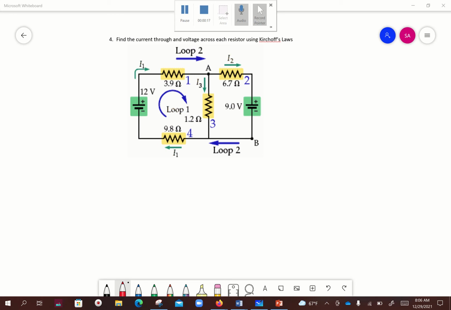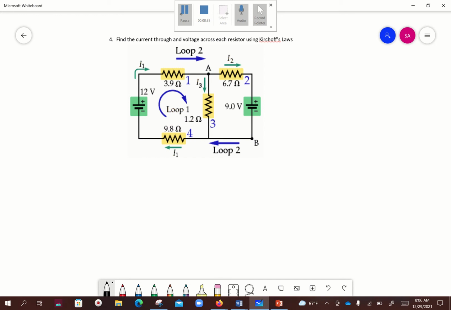It already tells us what all our currents are and what our loops are. So it's a bit easier for us to look at the picture and decide what to do. So how do you start off? Well, you always start off a Kirchhoff's law problem by doing the Kirchhoff's current law, and I want to do it at a point where the currents are coming together.